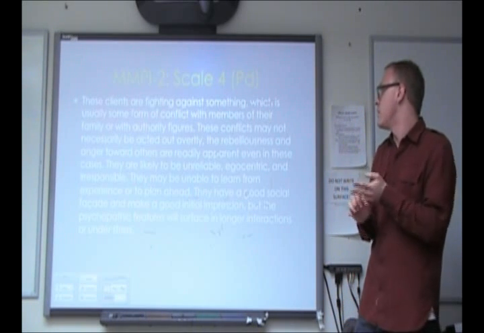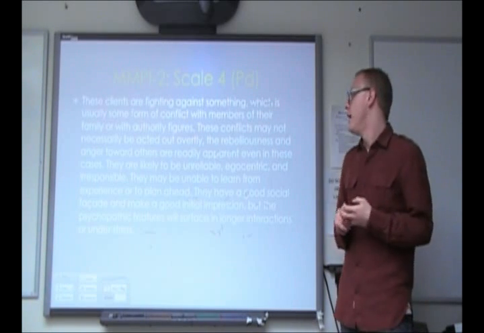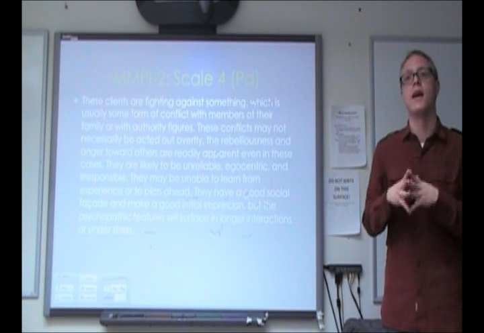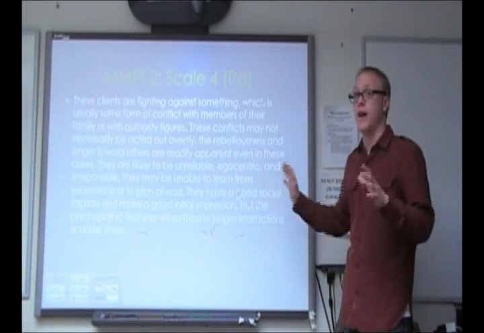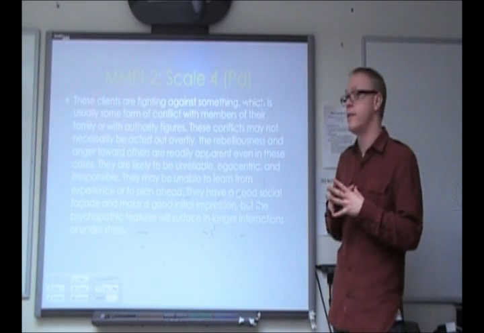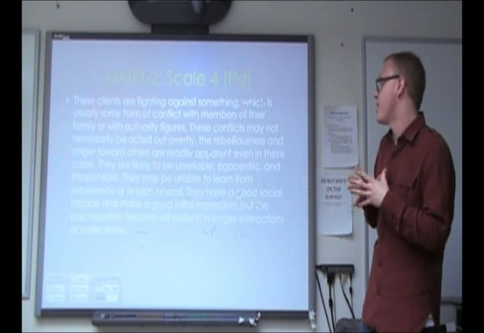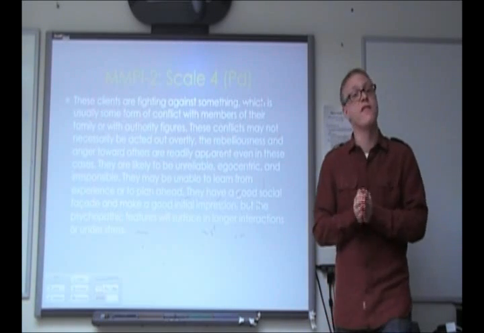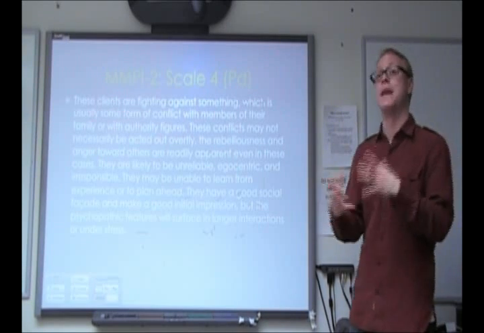They're likely to be unreliable, egocentric, and irresponsible. They may be unable to learn from experiences or to plan ahead. They can be impulsive and act before planning or thinking, and then are not really afraid of the consequences. On first meeting them, they have a great social facade. They may be super nice, and then they might go and stab someone. They make a really good first impression, but eventually the psychopathic features will surface, especially in longer interactions or under stress. Oftentimes they look to use people a lot. They're very nice to people, but only because they want to manipulate them.